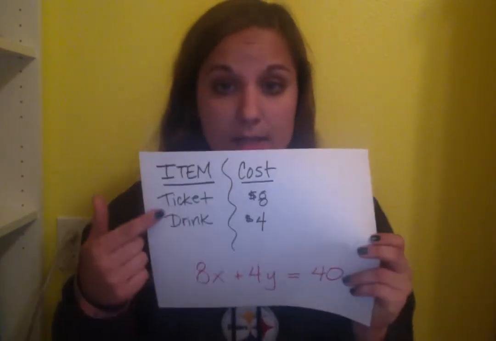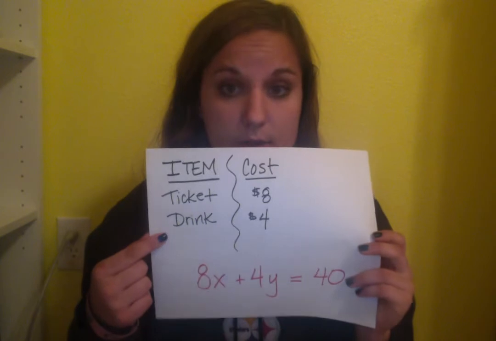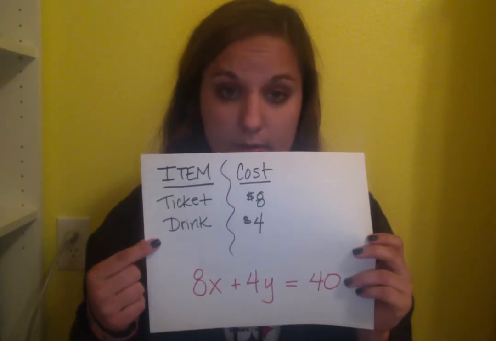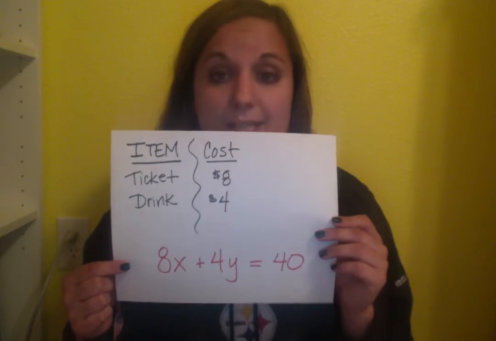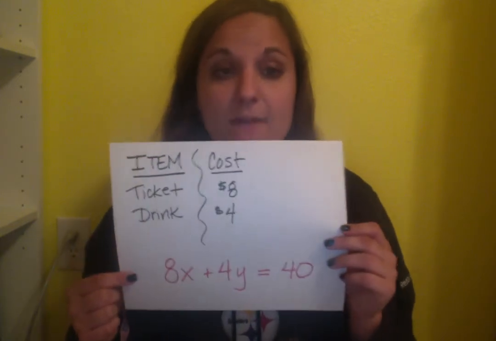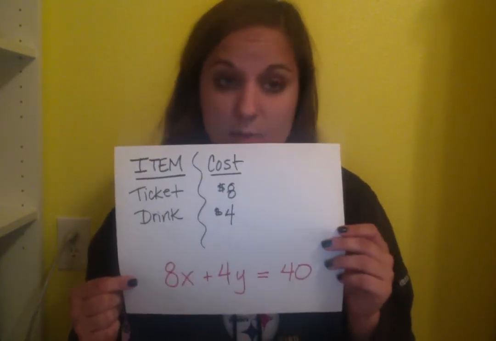Displayed under that, you can see a picture that says that tickets are $8 and drinks are $4. Right now, I want everyone to circle the chart that says tickets are $8 and drinks are $4. Go ahead and make sure that that is circled. We can also see that they give us an equation. We need to think about what do the points 5, 0 and 0, 10 mean.